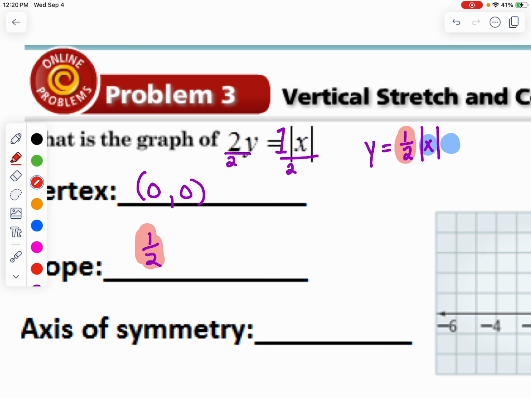Remember, you do have to get y by itself, otherwise the whole shortcut doesn't work. Now the axis of symmetry is kind of a neat little item here. It will always be reflected around the x value of your vertex. So in this case, 0.